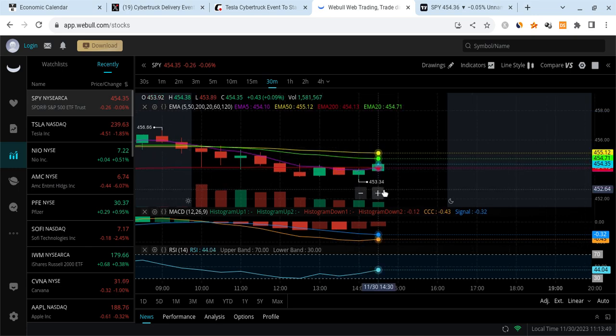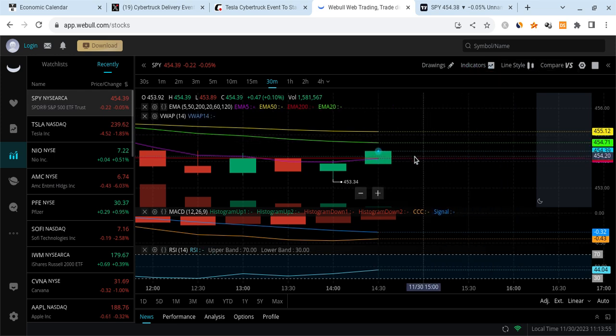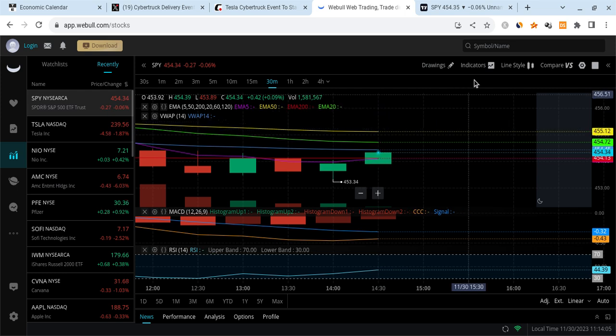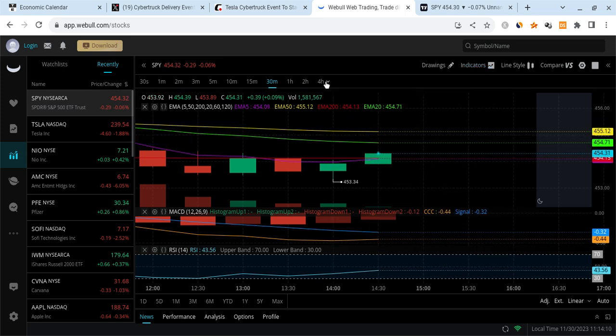Could we try to pump a bit? Sure, we have some resistance right here. I think we also have VWAP to be looking for. Let me just bring back VWAP. I think VWAP is right here, that's when I was looking at it, at 454.4. Don't forget that above that we have 455 as resistance. SPY has quite a bit of resistance ahead of it.